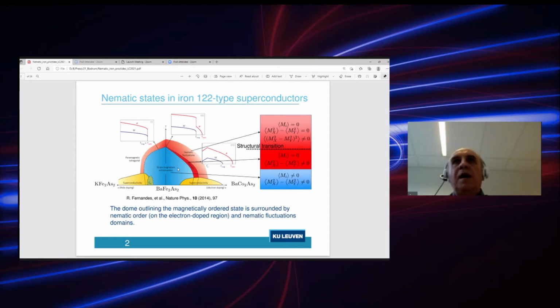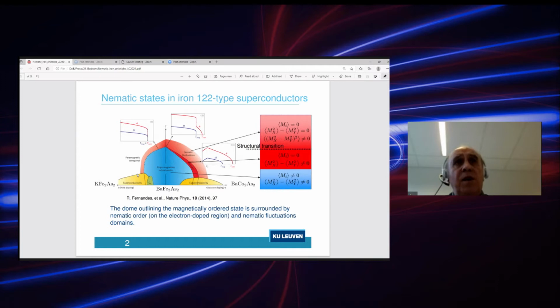In this domain, the stripe magnetism is zero. If you go higher, we are in the domain of fluctuations, where the nematic order parameter is also zero, but you have important fluctuations of this nematic order parameter. And finally, if it goes down in temperature, we come into a stripe magnetic domain, where there is also orthorhombicity in all aspects. So here the magnetization is also different from zero.